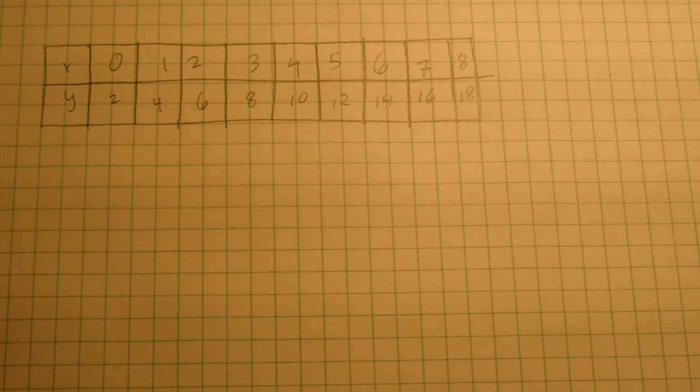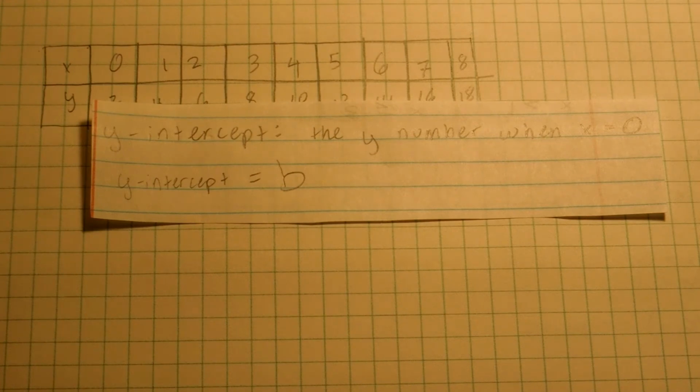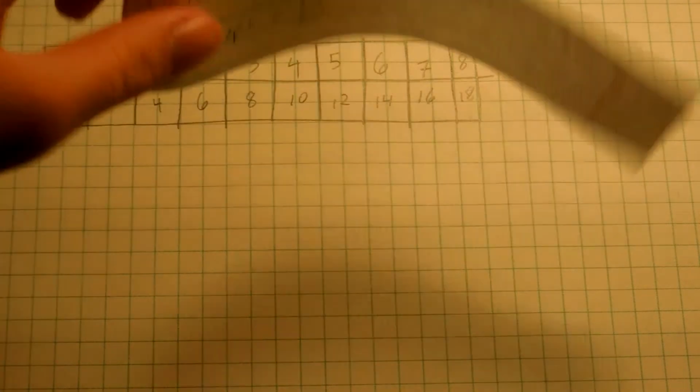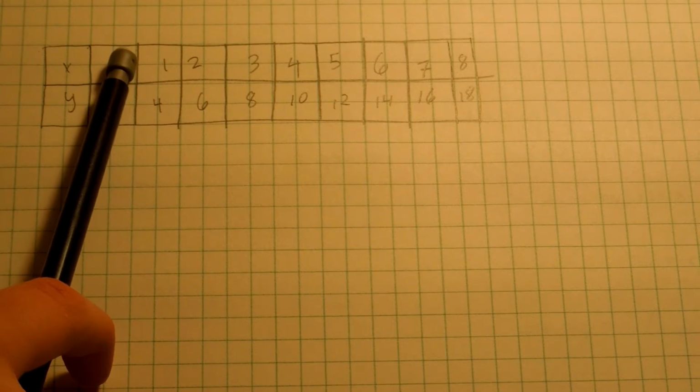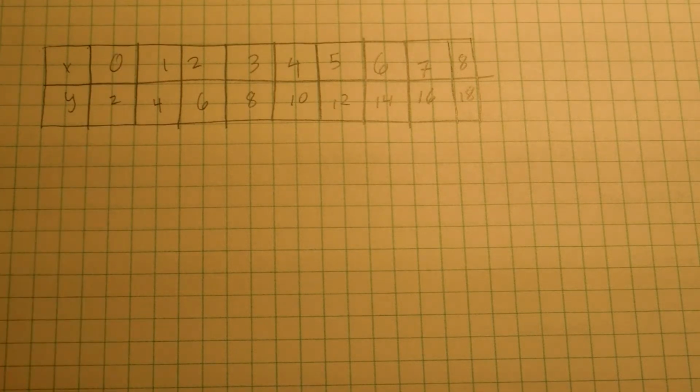Now, let's look at how slope and y-intercepts are shown in tables. I recommend starting by finding the y-intercept. Remember, the y-intercept is the y number when x equals 0. So let's find where x equals 0. And you look, ta-da! X equals 0. Now we have to look at the y value that is next to the x equals 0. So we look down and we get y equals 2.